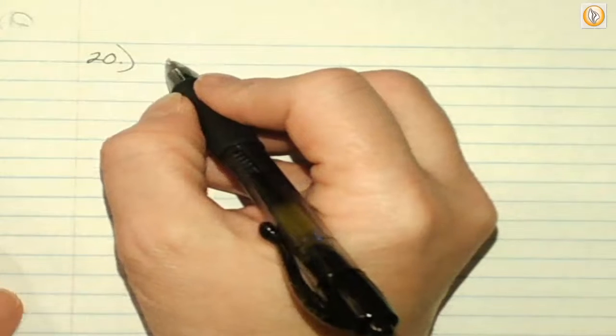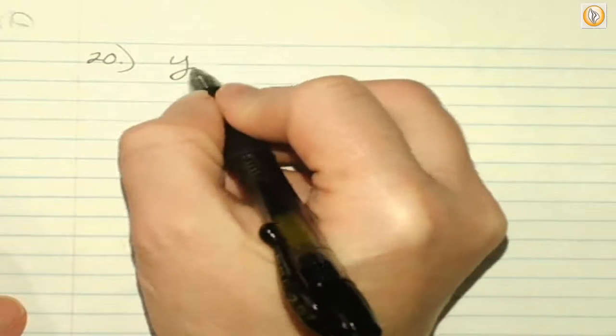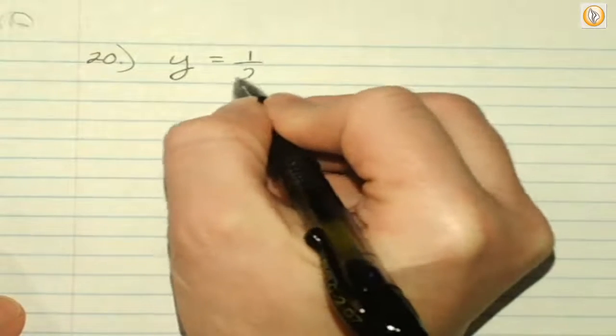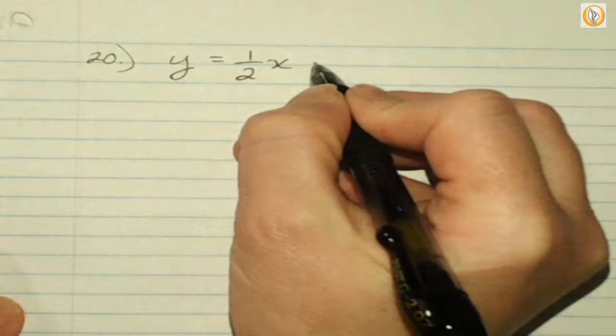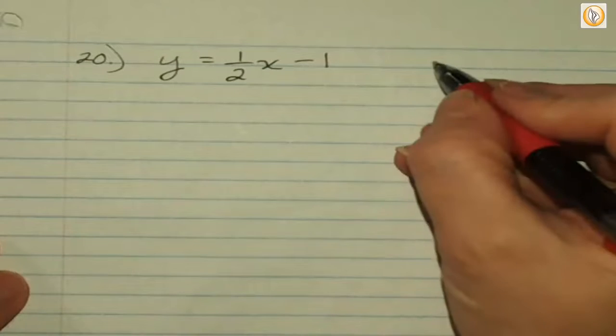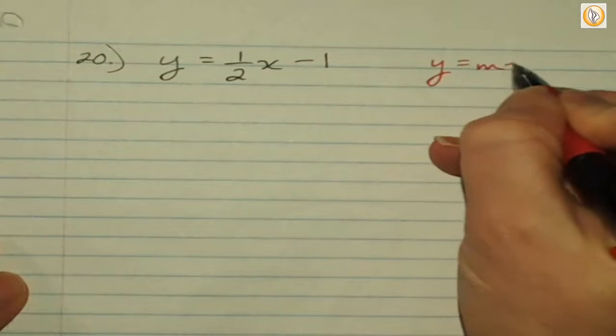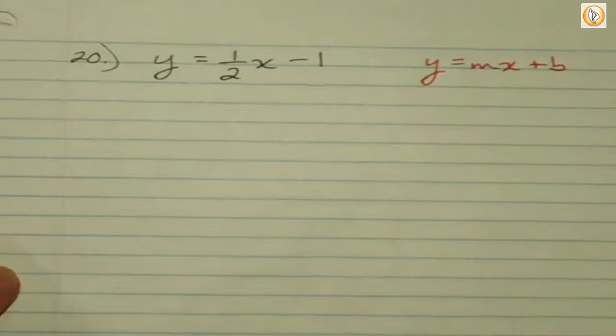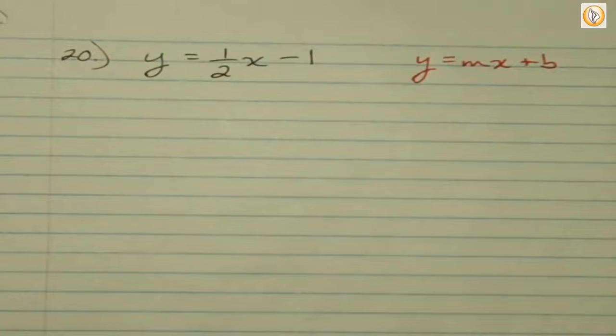And we're going to do a lot of these. 20 is y equals 1/2 x minus 1. Okay, hold on. Joseph, is this in the correct format? Yes, it is. So we don't have to make any changes. Are y'all ready? Yeah. Okay.